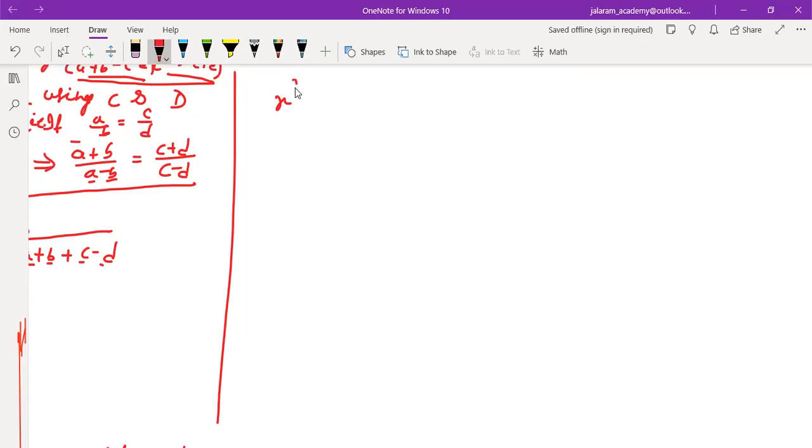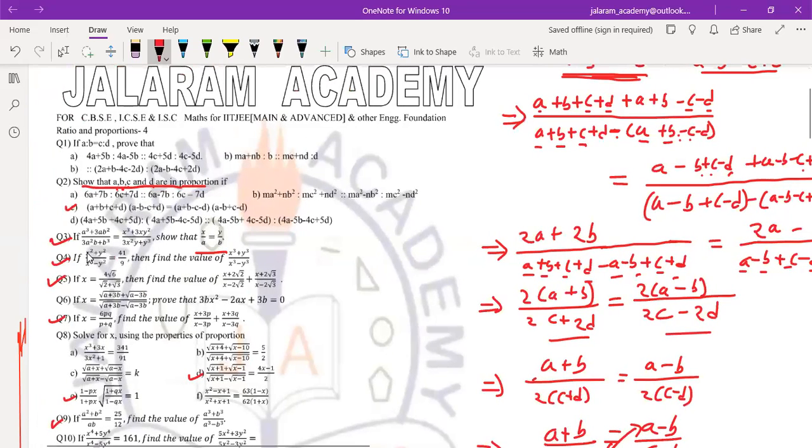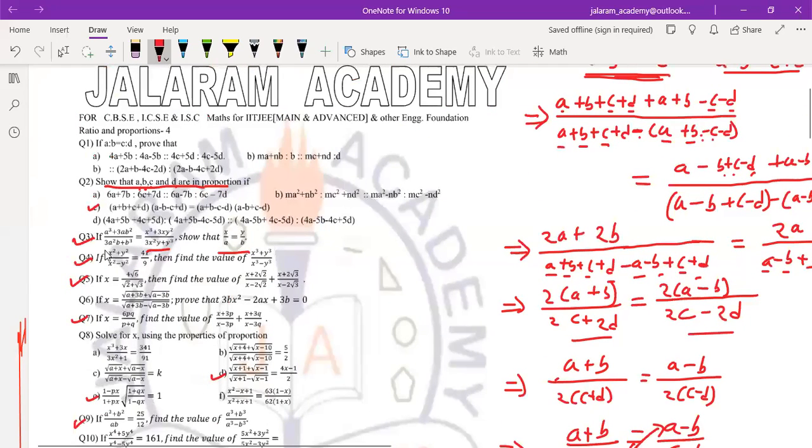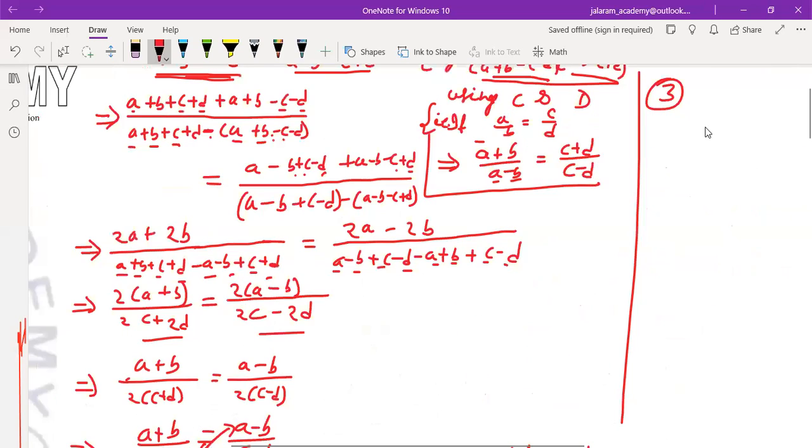It is given that x cube plus 3x square y over 3xy square plus y cube equals to, sorry, it is in left hand side. All these formulas depend on the learning of formulas. A cube plus 3ab square over 3a square b plus b cube. A cube plus 3ab square plus 3a square b plus b cube.